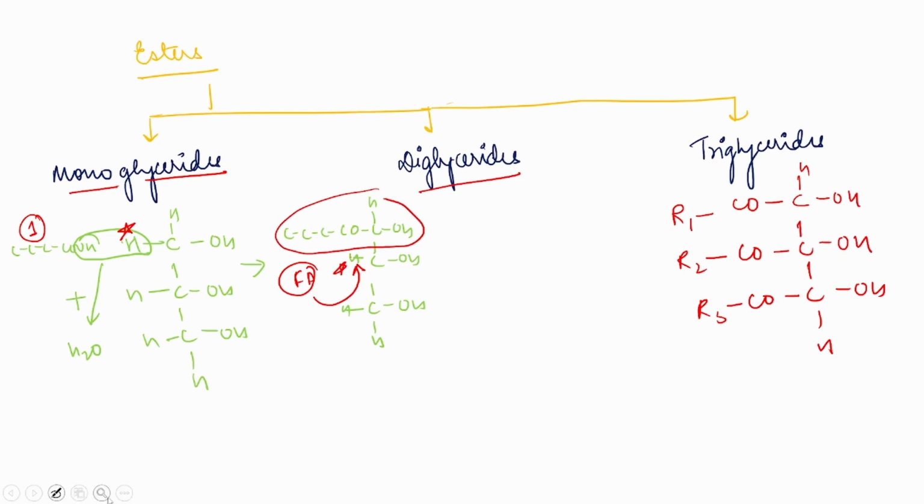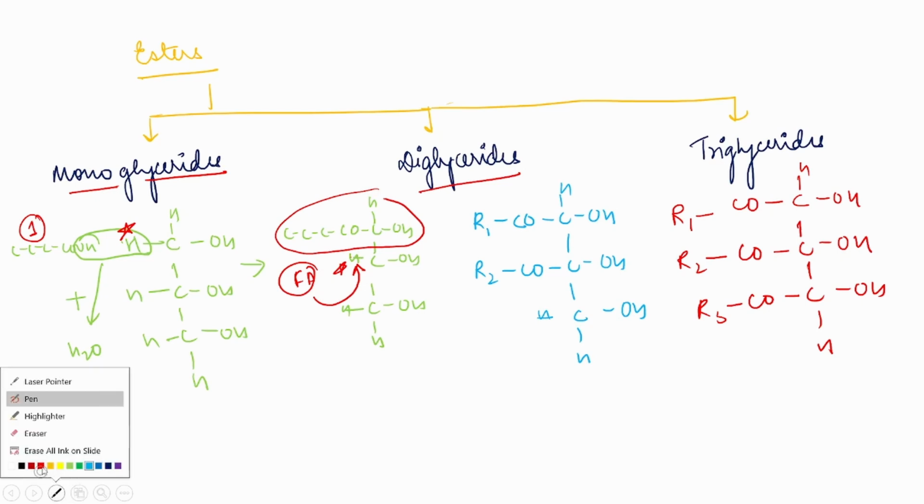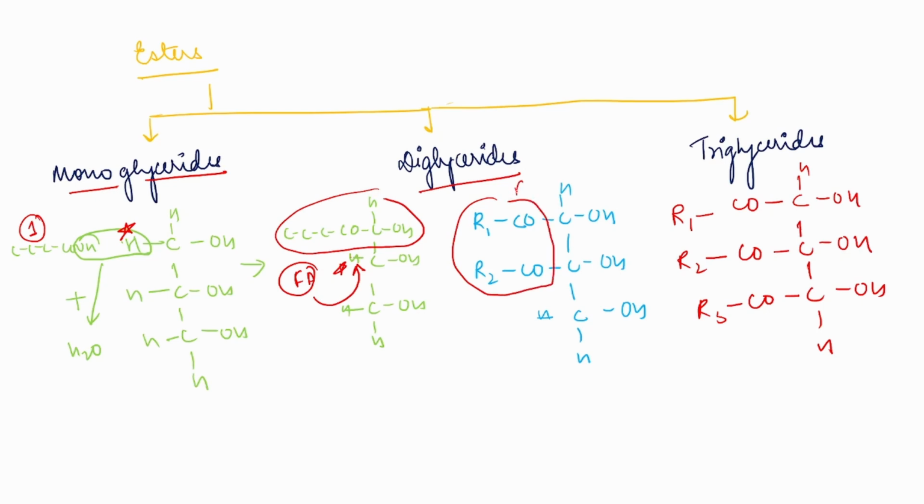And what is the structure of a diglyceride? A diglyceride will be R1-CO-O-CH, R2-CO-O-CH2, and the remaining OH. How can we know that this is a diglyceride? Because two fatty acids have joined with the glycerol. And in triglycerides, all three fatty acids react with the glycerol. That is a triglyceride.